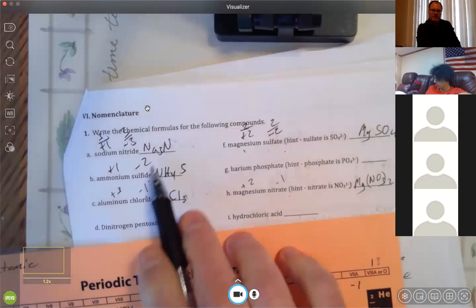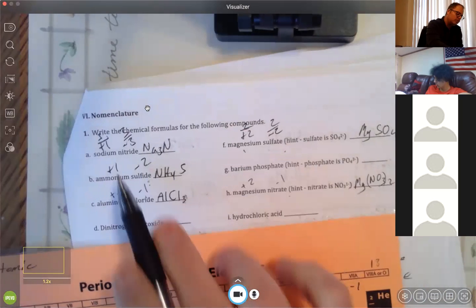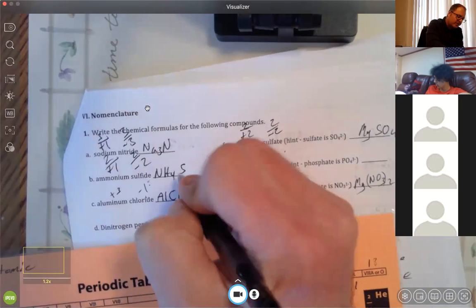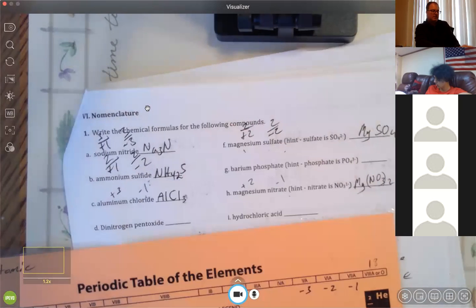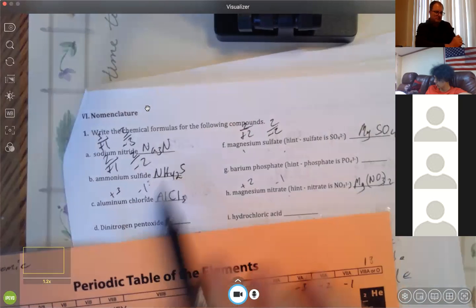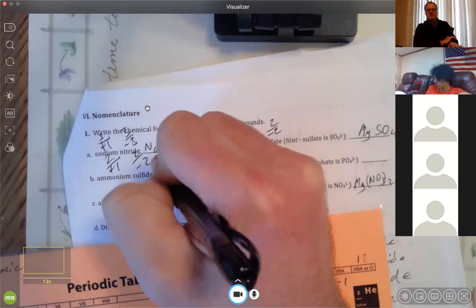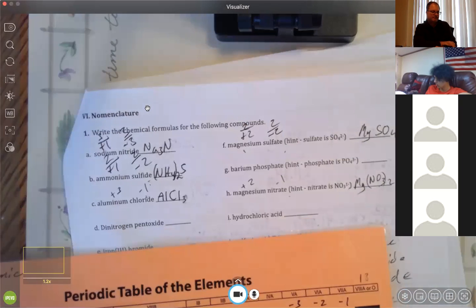So the least common multiple between 2 and 1 is 2. 2 divided by 1 means we need 2 of these ammoniums. But if I just put a 2 there, that looks like there's 42 H's. So scientists deem that we need to put this in brackets or parentheses, and they chose parentheses.